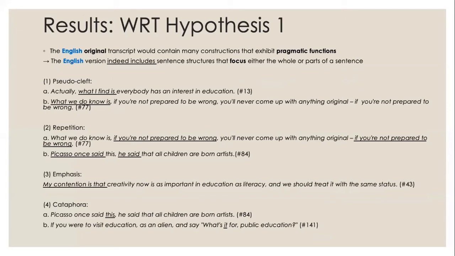Okay. Our first hypothesis was that the English original transcript would contain many constructions that exhibit pragmatic functions. And indeed, the English version of the talk includes sentence structures that focus either the whole or parts of a sentence, such as pseudo-cleft in 1, repetition in 2, emphasis in 3, and cataphor in 4.